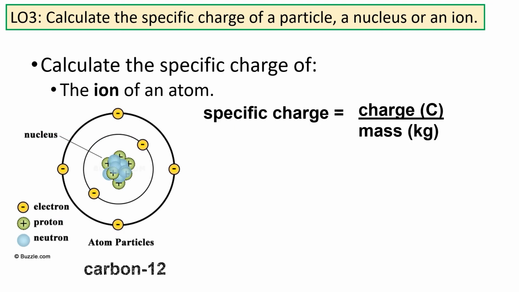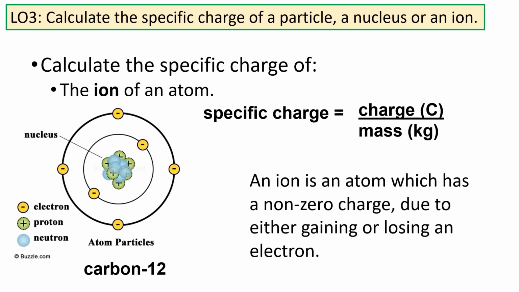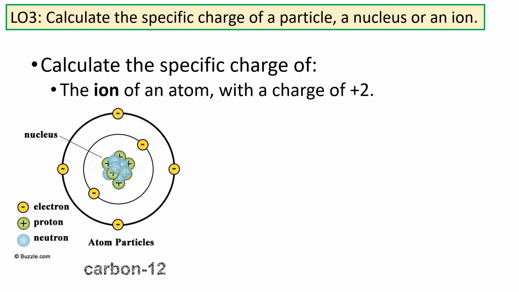Finally, let's calculate the specific charge of an ion. An ion is an atom which has a non-zero charge. This can either be through losing or gaining an electron. For example, let's calculate the specific charge of an ion of carbon-12, where the ion has a relative charge of +2, having lost 2 electrons.